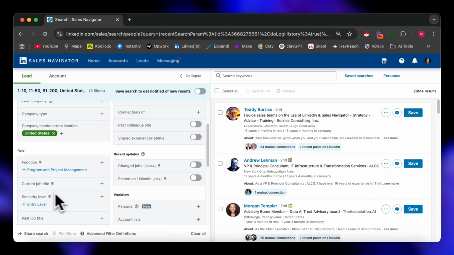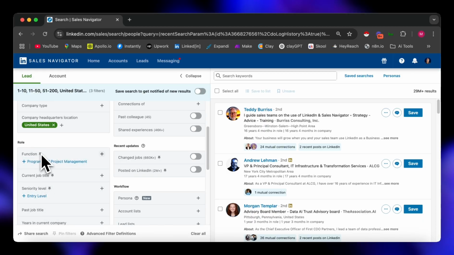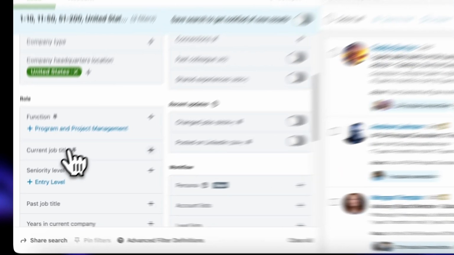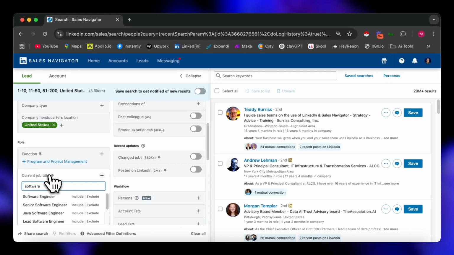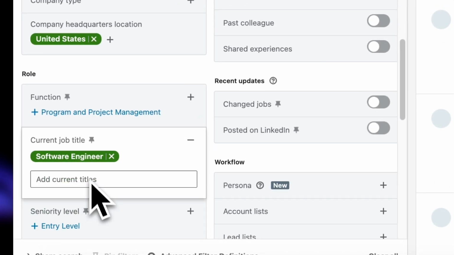Okay, so back up to the role, because we talked about the headquarters location as well as the personal location. We now have function, current job title, seniority, and I want to talk about function. I simply don't use it. I don't find much use case for it. Maybe someone else has great results with it, but going to the engineering department is not as good as speaking to the engineer. And so we use the example of software engineer, which is a current job title. And so let's type in software engineer. Perfect. We have a software engineer here.